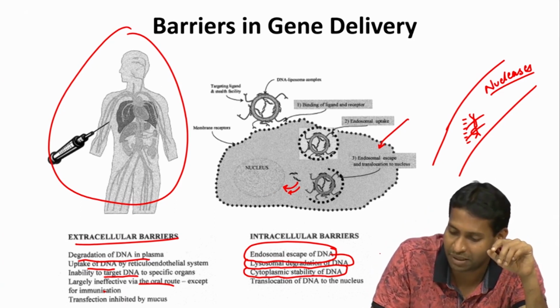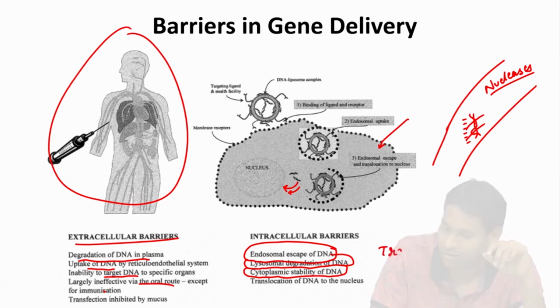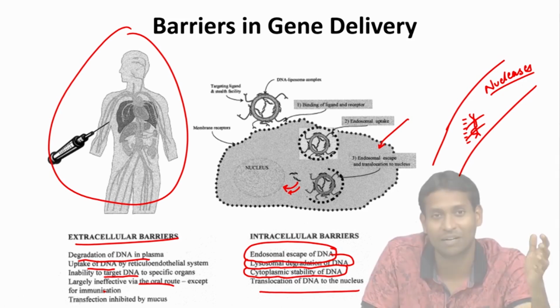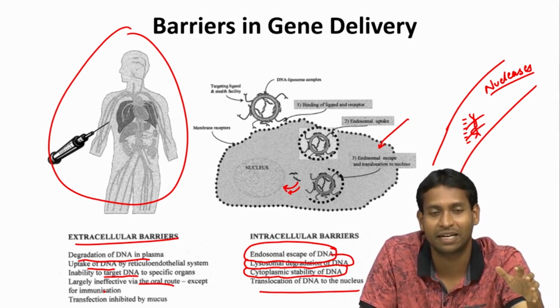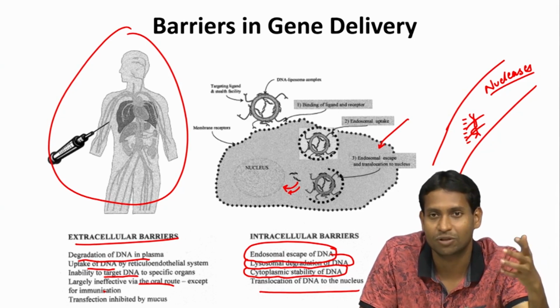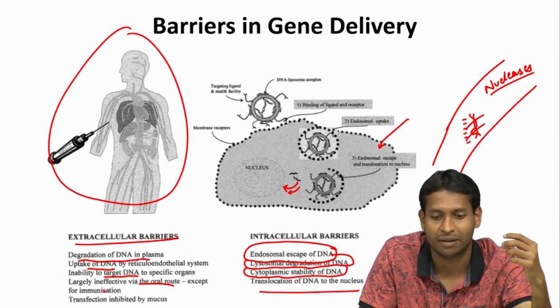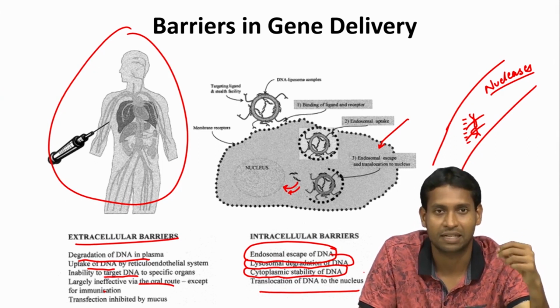So another barrier is translocation to the nucleus. I guess it is already written here. So how does it go to the nucleus, and then finally, whether it goes to the right region in the nucleus where it can get expressed. So there are so many barriers that this DNA will have to go through, and this is a good point where we will stop, and we will see how we can overcome these challenges in the next class. Thank you.